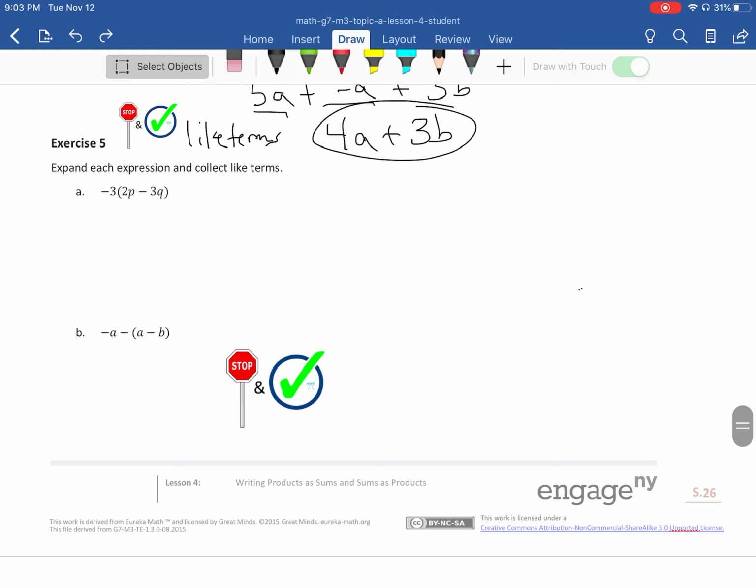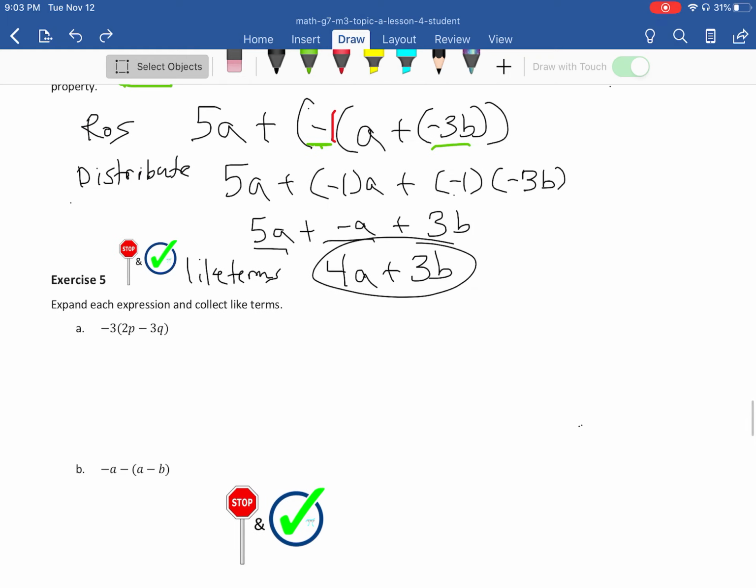Now I want you to try these two, just like we did before. First, use the rule of subtraction, get rid of all those subtraction signs, then distribute that across, then combine your like terms and see if you can get the answer. When you are done, raise your hand and I will come to you and check.